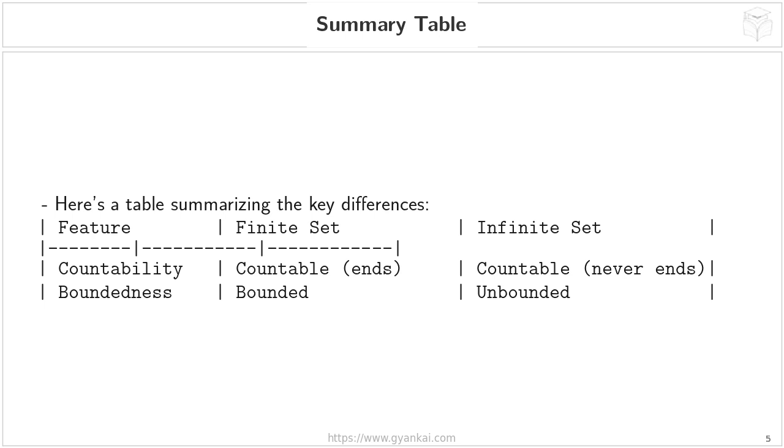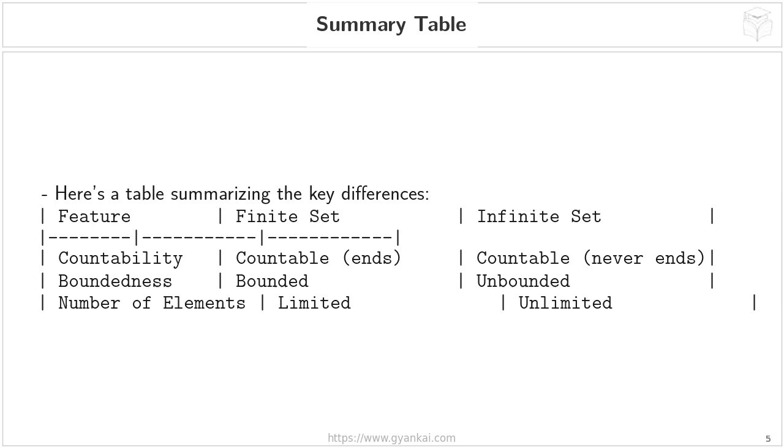Next, we have boundedness. A finite set is bounded. This means there's a largest and smallest element within the set. It's contained within limits. Think back to the example of vowels. We could easily identify the first and last vowel when listing them alphabetically. An infinite set, on the other hand, is generally unbounded. There's no upper or lower limit to the elements. We use the natural numbers as an example. You can always add one more, so there's no largest number.